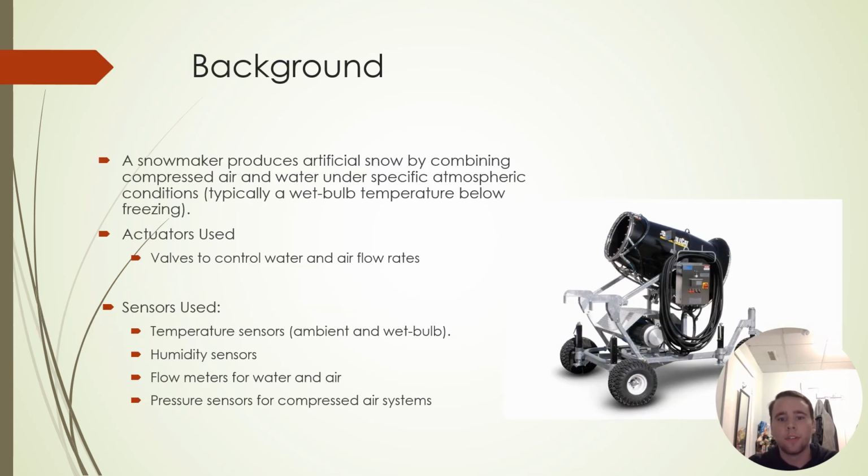SnowMaker produces artificial snow by combining compressed air and water under specific atmospheric conditions, typically a wet bulb temperature below freezing, which is what causes snow to get made. The actuators used for these SnowMakers are valves to control water flow rates and airflow rates. And the sensors used are temperature sensors, ambient and wet bulb, humidity sensors, flow meters, and pressure sensors for the compressed air.